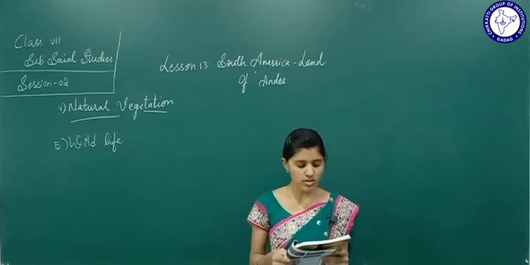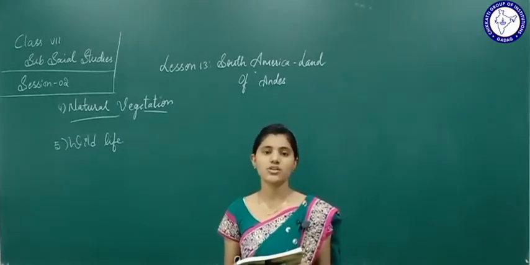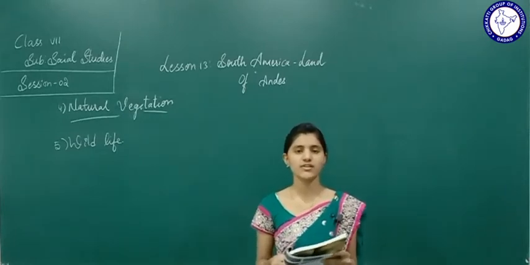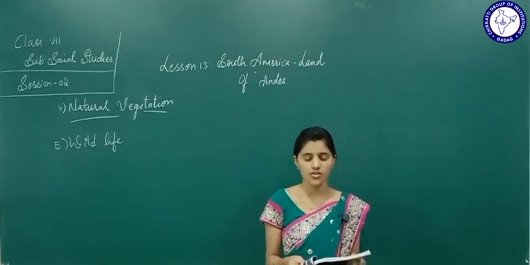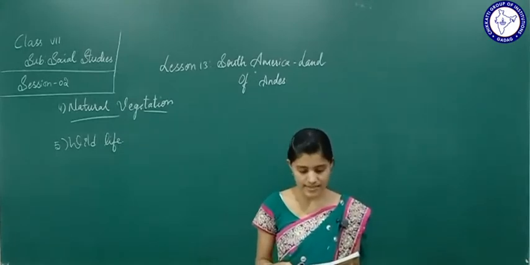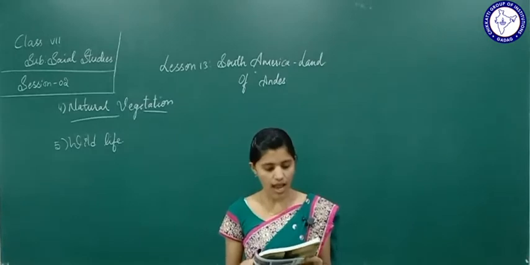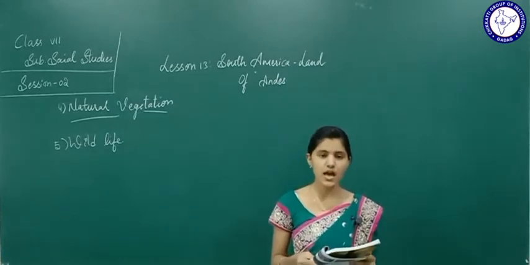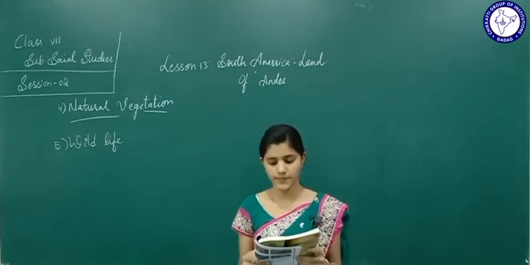The Amazon River has varieties of fish. Amazon River, it includes what? It includes a variety of fishes. Which are those variety of fishes? They are stingray fish, electric fish and piranha. That is, it is the most dangerous fish in the world.